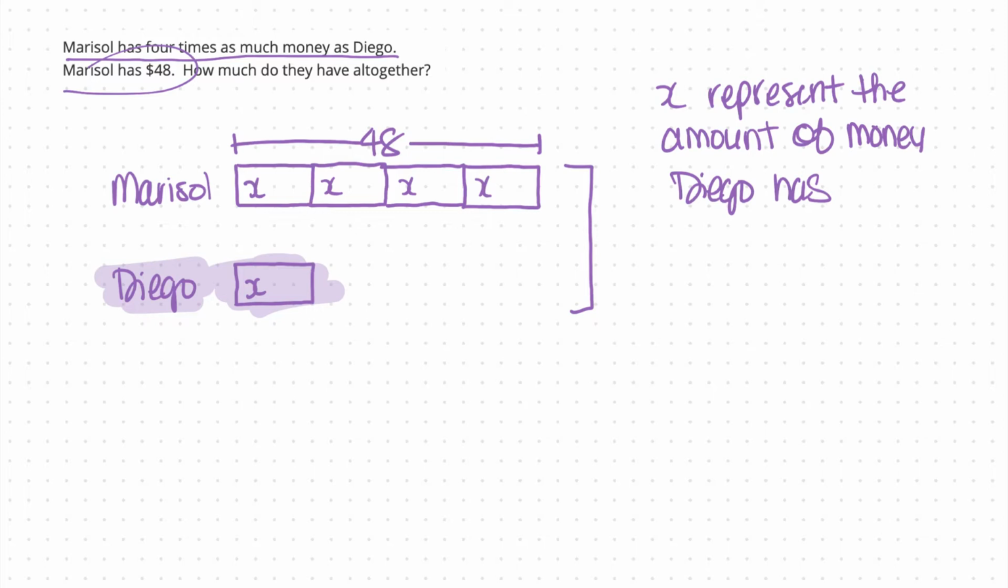So in order for us to figure out how much just one of the x's is, we can know that we have 48 divided by 4, and we're dividing by 4 because we can see that Marisol has the 48 and she's got the 4 pieces. So 48 divided by 4 is equal to 12, which means that x is equal to 12. All of these are equal to 12.